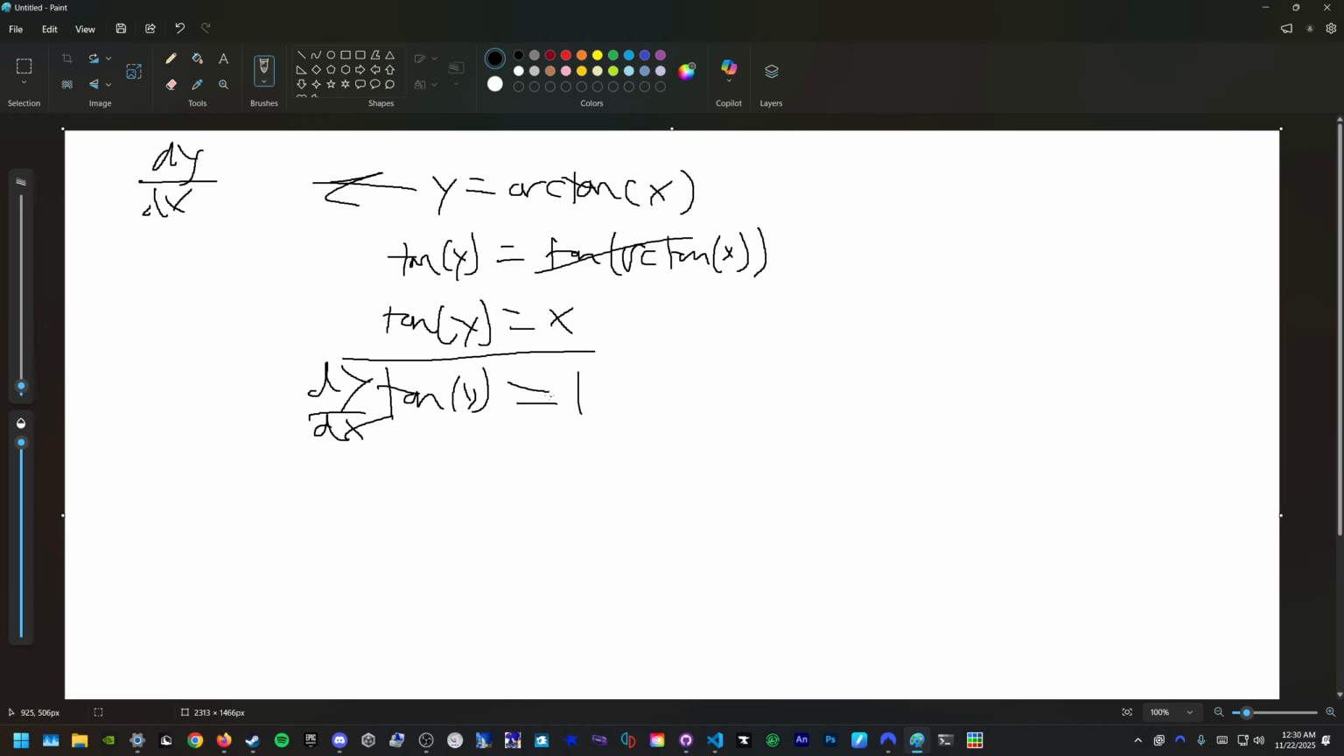So the next step is this: tangent doesn't actually stay tangent. We know the derivative of tangent is secant squared, which I could derive in another video.